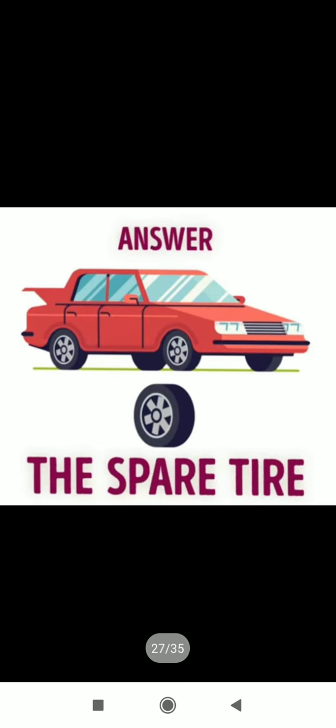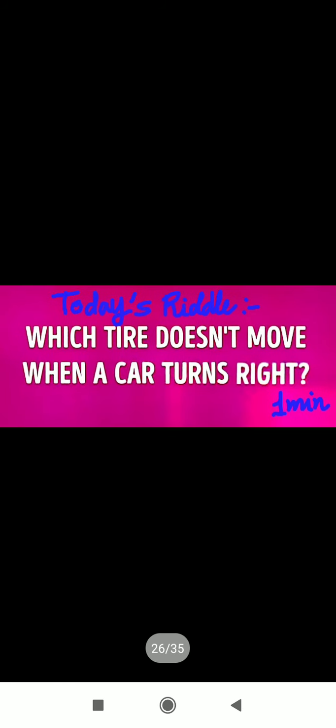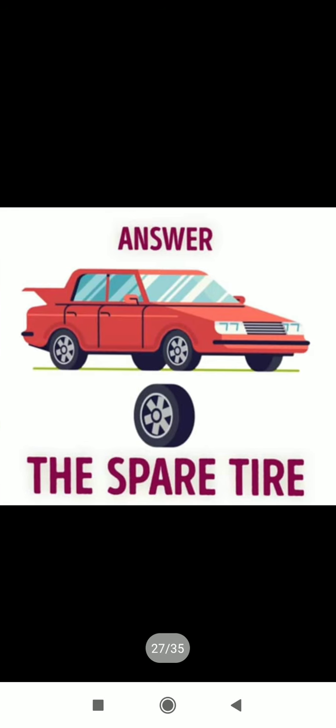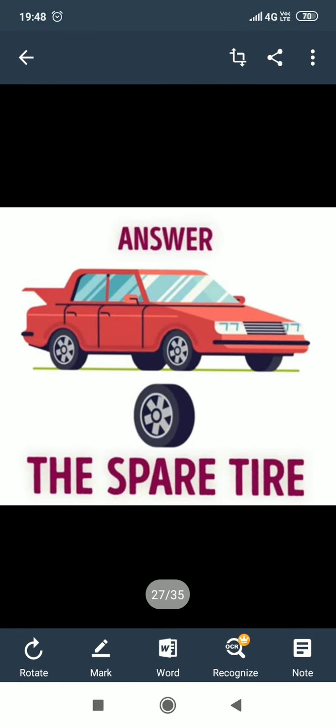The answer is spare tire. Because the question is which tire doesn't move when a car turns right. When a car turns right, every tire fitted to the car will move to the right. But the spare tire is used if any tire is punctured, then we will use the spare tire. I think all of you know about the spare tire. So the spare tire doesn't move right now. So I think you have understood this logic, and I hope you understood today's session.